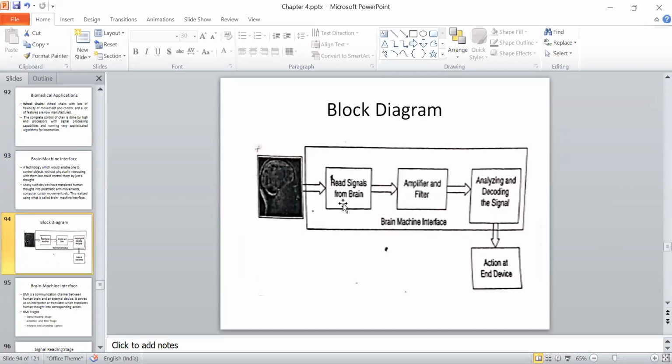You just first read the signal from the brain, then you amplify and filter the signals, then you analyze the signal. Obviously, अगर हमें brain के thoughts को action में convert करना है, तो पहले हमें read करना पड़ेगा, फिर हमें उन्हें एनालाइज, उन्हें हमें फिल्टर और एम्पलीफाई करना पड़ेगा। फिल्टर और एम्पलीफाई हम इसलिए करते हैं because whatever signal you read from the brain is actually very weak and noisy signals. So you have to first filter and amplify those signals, then you analyze those signals, and based on the analysis you will perform certain kind of tasks.